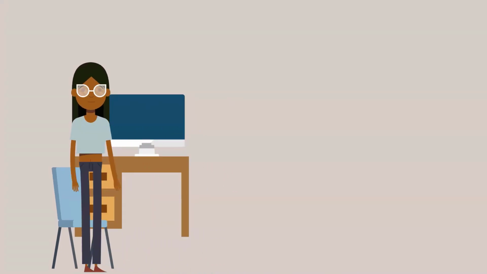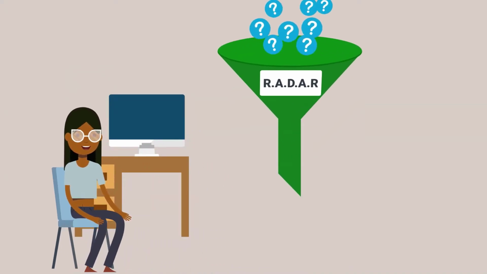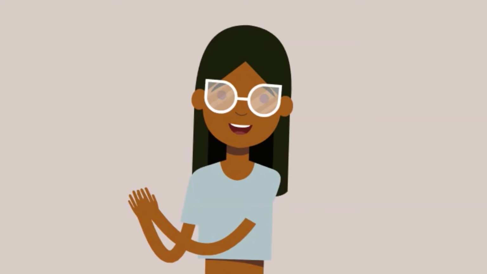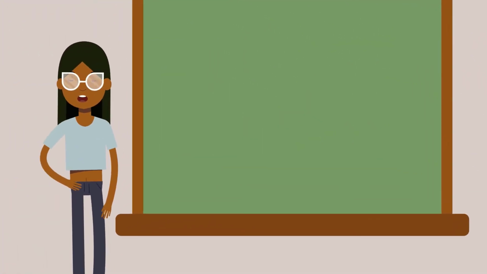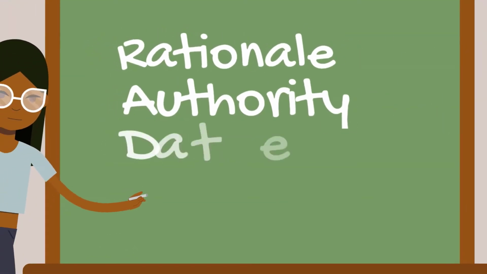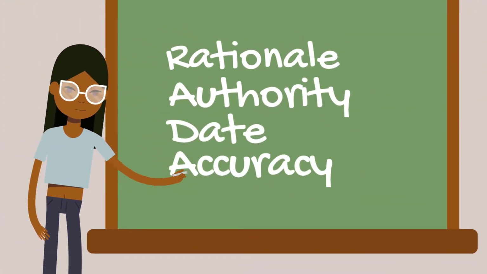One strategy that you can use is called RADAR. RADAR is a list of questions you can ask to ensure that the source that you're using is credible, relevant, and appropriate for the assignment at hand. RADAR stands for Rationale, Authority, Date, Accuracy, and Relevance.